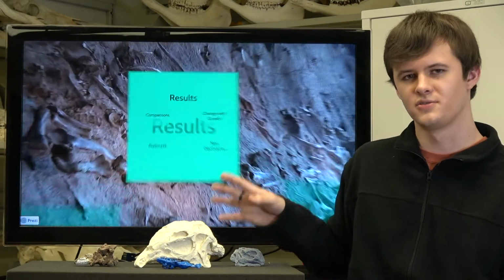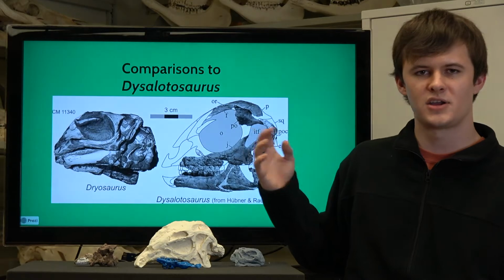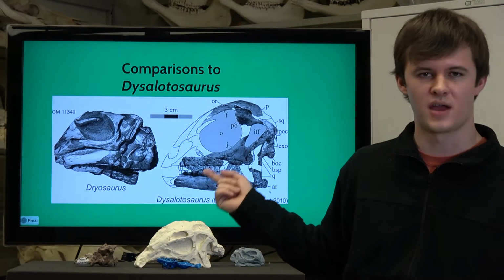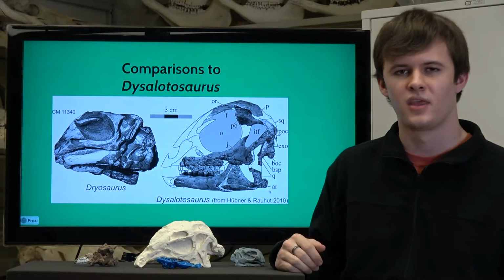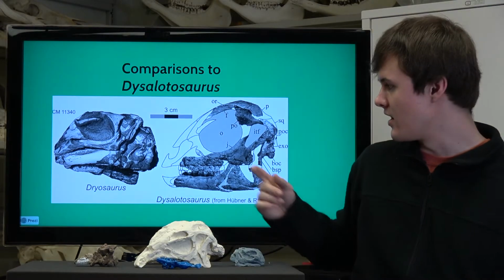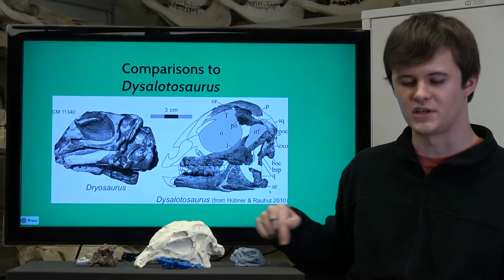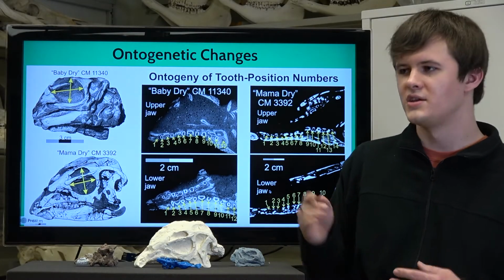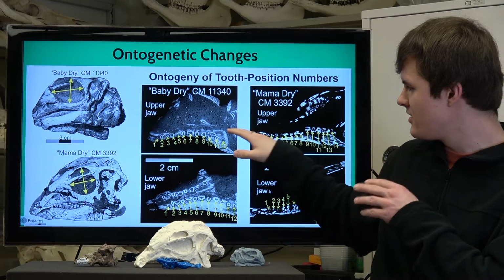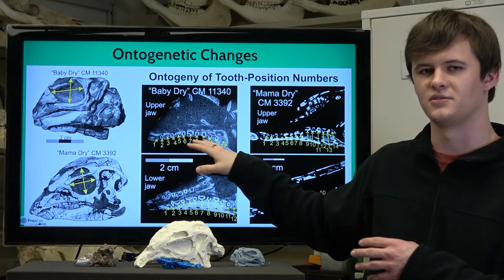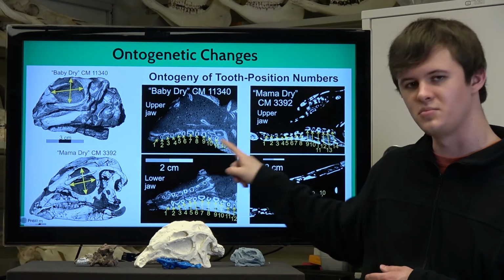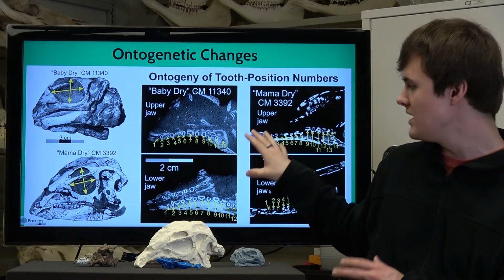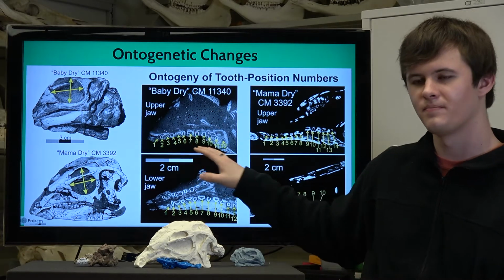And so getting into the results of some of that analysis, I'm actually comparing baby dry to a juvenile of a closely related species from Africa that's similar in size. My initial results showed that baby dry actually had 3 more upper teeth. Looking at change with growth, CT analysis really allows us to peer inside the fossil and to count the individual tooth position numbers, and to document that mama dry actually had 8 more teeth than baby dry.